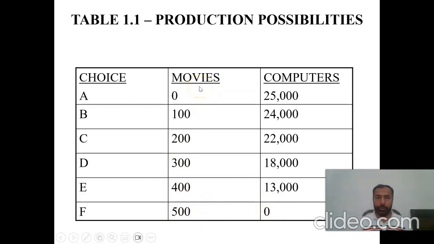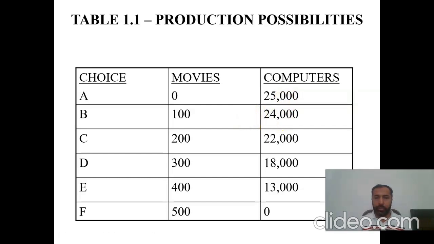of movies. However, if the economy uses all of its resources in the production of computers, the maximum number of computers which they can produce is 25,000, but in that case, they will be producing zero movies. However, if they want to increase the production of movies from 0 to 100, they will have to decrease the production of computers from 25,000 to 24,000. This is because of scarcity.